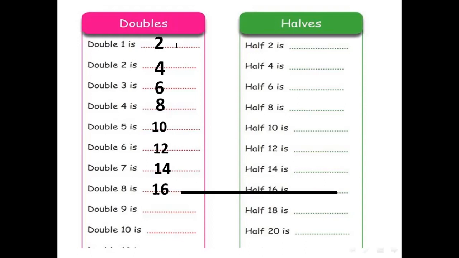Can you hear me, Fairuz? Okay, do it. 9 plus 9. 9 in my mind and 9 on my fingers. Count after 9 and tell me the number. 18. So double of 9 is 18. Okay, do you know what is the double of 10? 20. Good job. Excellent. Thank you.